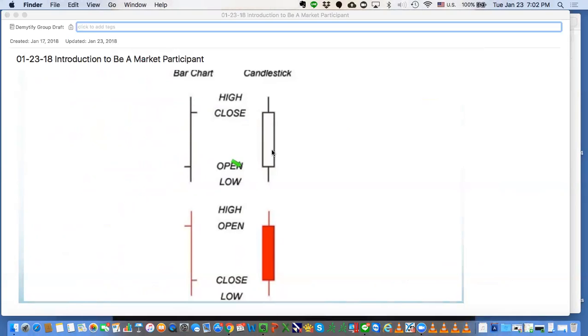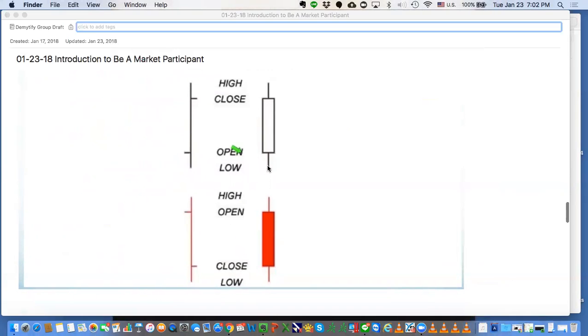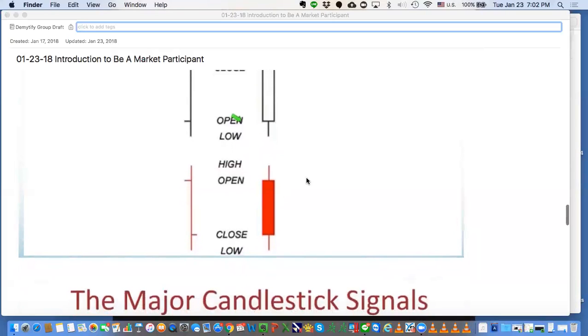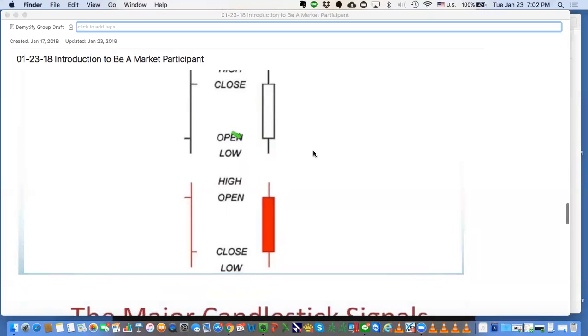So you have low, open, close, high. But this tells you what? It tells you that that day, this particular stock starts from low, goes to high, closes at high. But if there's a bad day for that stock, it opens high, closes low. Then structure-wise it looks the same, but the difference is this one is empty, this is solid.